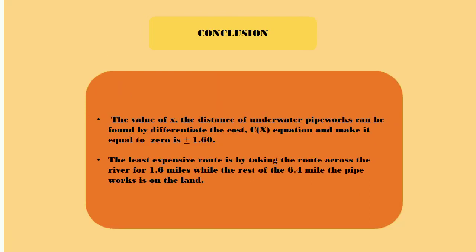So the conclusion is that we can find the value of x, the distance of the underwater pipe works, by differentiating the cost equation and making it equal to 0, which gives plus or minus 1.6. The next conclusion is that the least expensive route is by taking the route across the river for 1.6 miles, while for the rest of the 6.4 miles the pipe works are on the land.